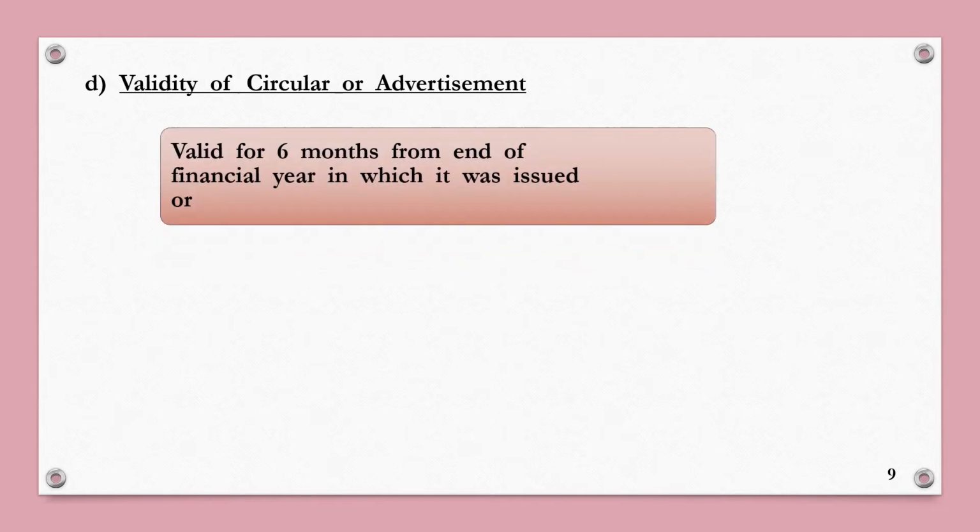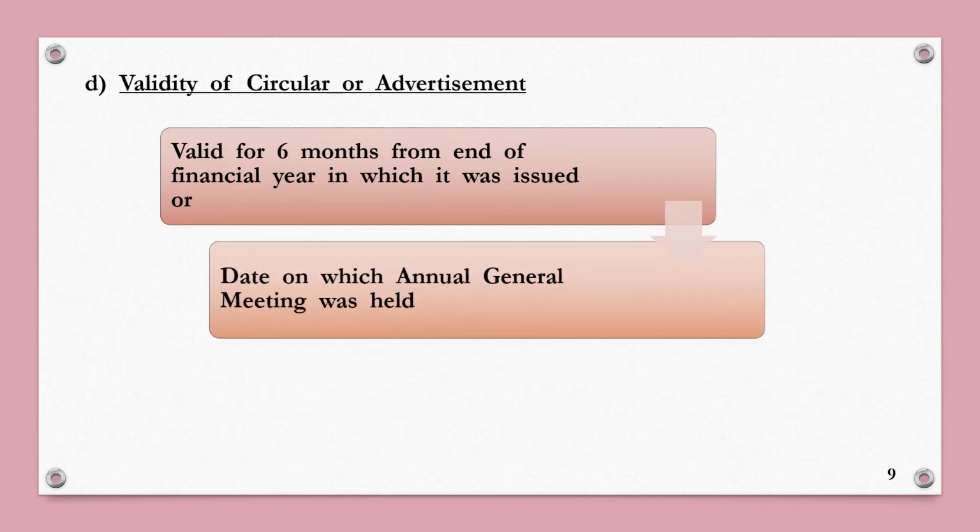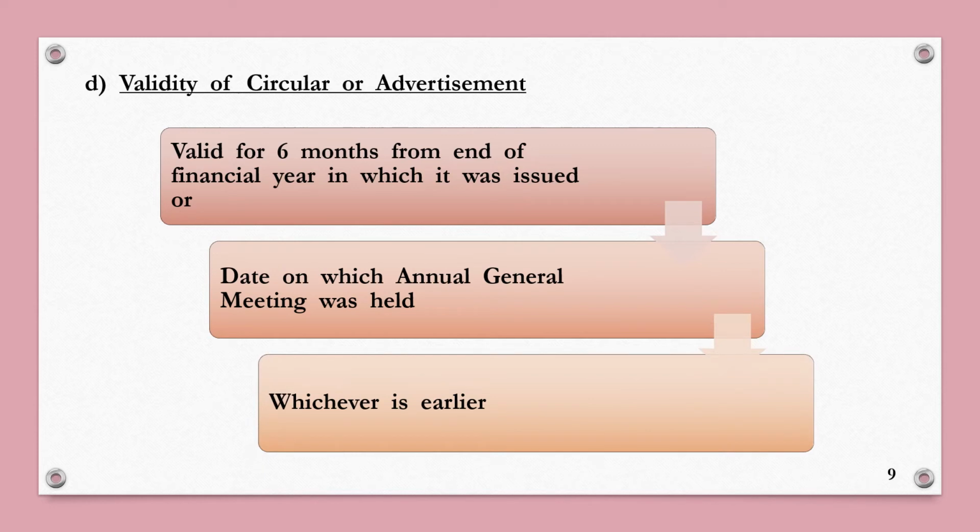The last rule relating to circular or advertisement speaks about the validity of circular or advertisement. The circular or advertisement is valid for a period of 6 months from the end of financial year in which such circular or advertisement was issued, or date of annual general meeting. Out of this, whichever is earlier, it will be valid for that particular period.